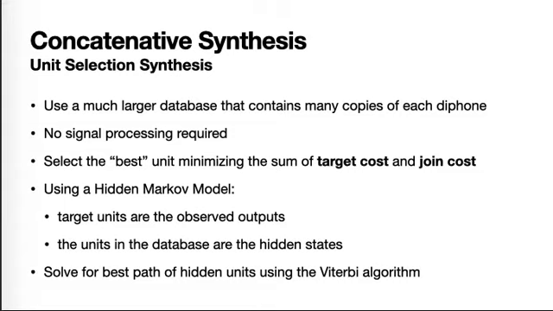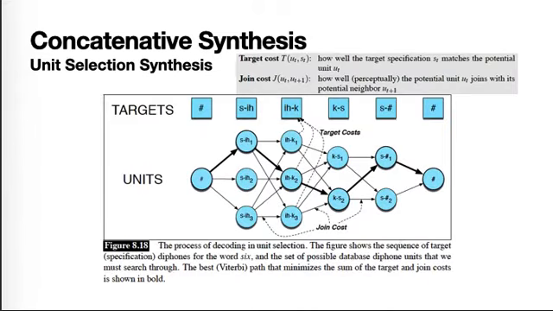So we model the target units. They are the observed outputs. The units in the database, these are the hidden states. Then we can solve for the best path of hidden units using the Viterbi algorithm. The target cost measures how well a unit matches the target diphone specification. On the other hand, the join cost measures how well the unit joins with its potential neighbor units.